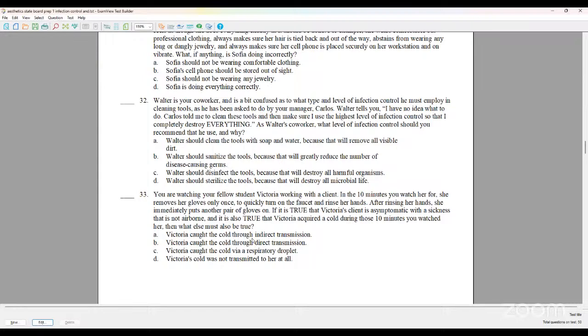Victoria caught the cold through indirect transmission. She caught the cold through direct transmission. She caught the cold via a respiratory droplet, or Victoria's cold was not transmitted to her at all.